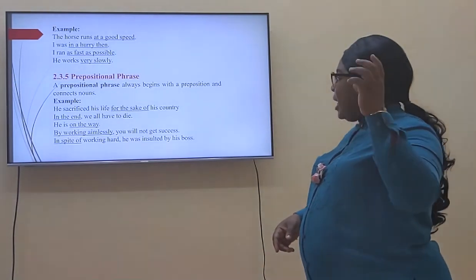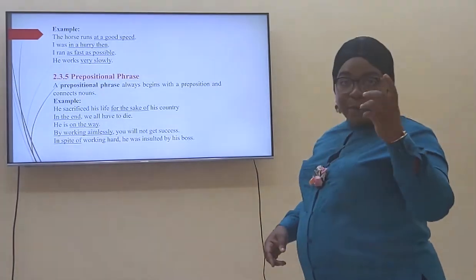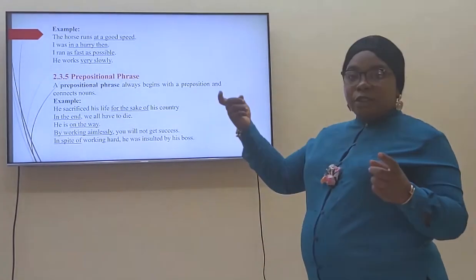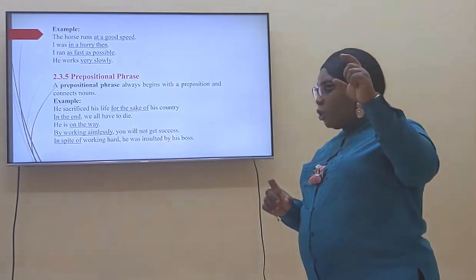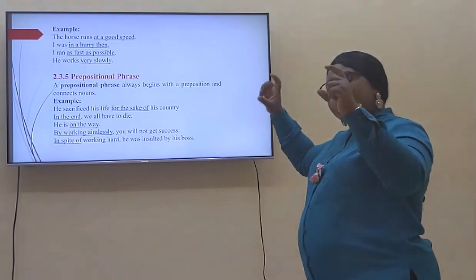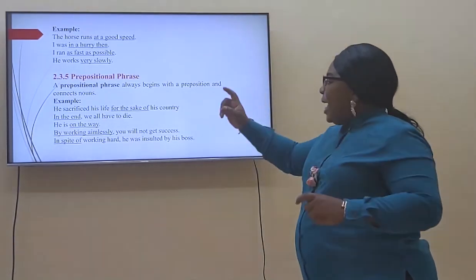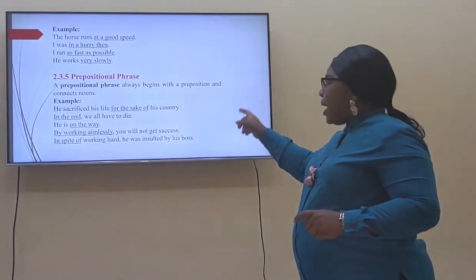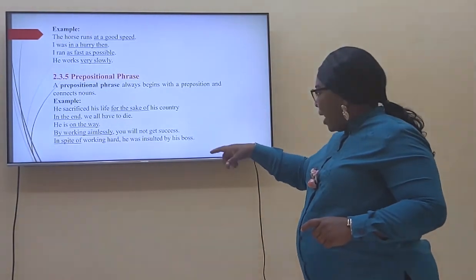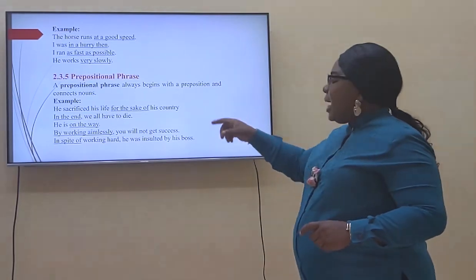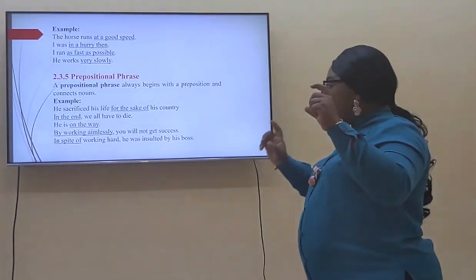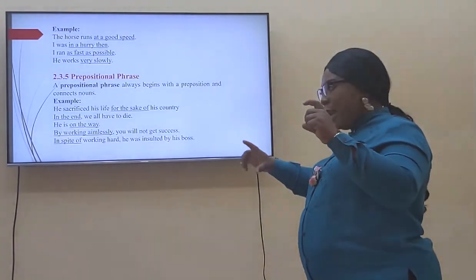Remember we said it first begins with a preposition and then it connects to a noun. So, he sacrificed his life for the sake of his country. Preposition, then a noun. In the end, we all have to die. He is on his way. On is the preposition, and his way or the way is a noun.